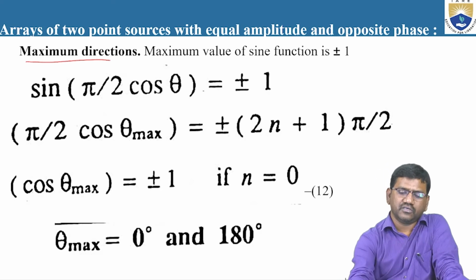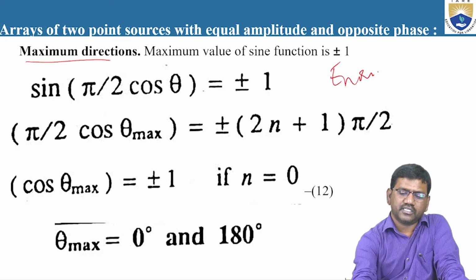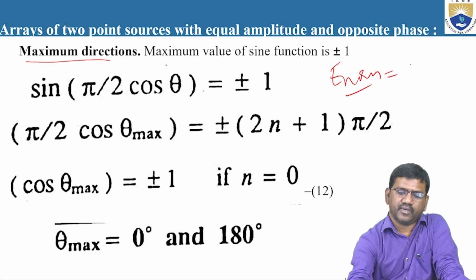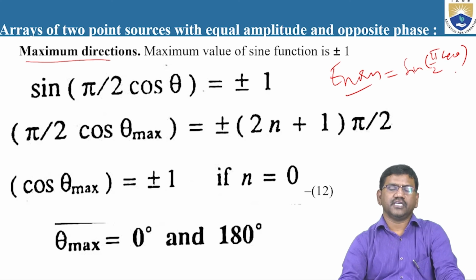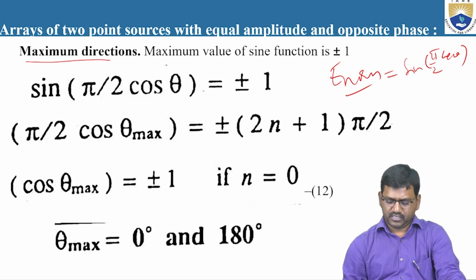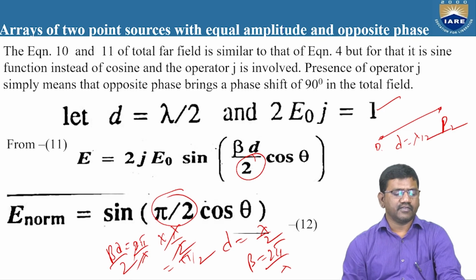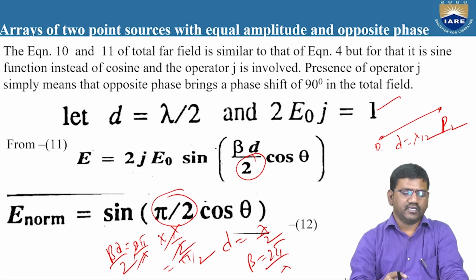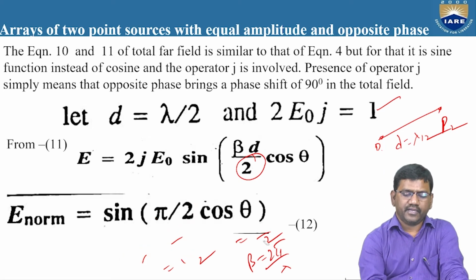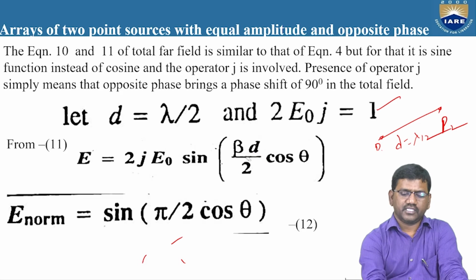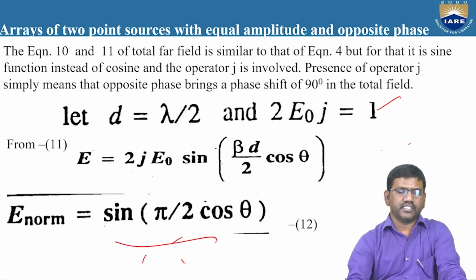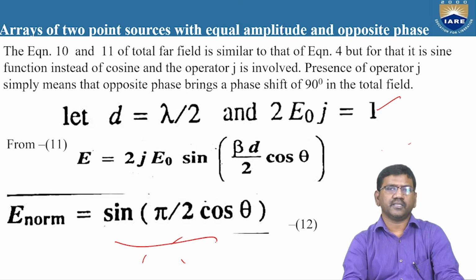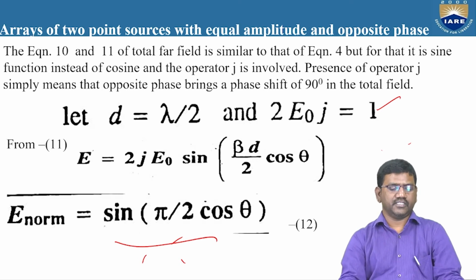Now let us find out in which direction the radiation pattern will be maximum. As we already know, the normalized electric field strength is given by sine of pi by 2 cos theta, as in the previous derivation. So we will take this function to calculate the maximum and minimum radiation field strength.